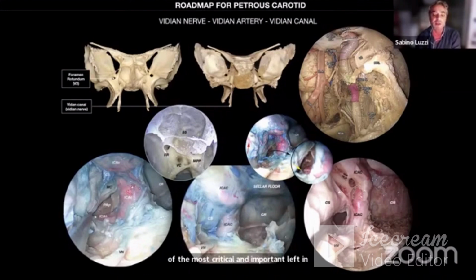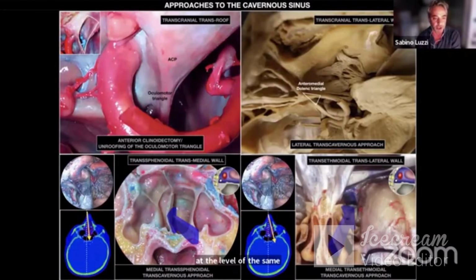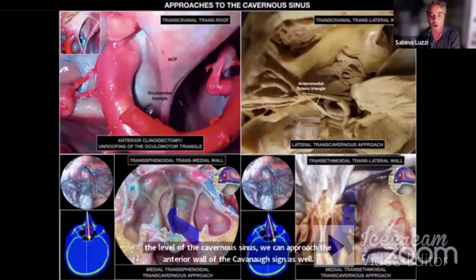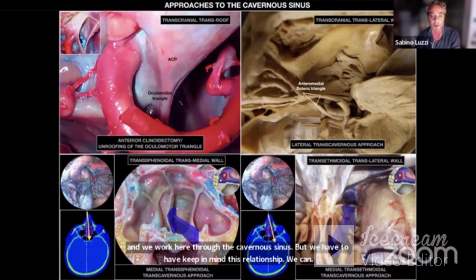This is once again an overview of the optic tract at the level of the same region. I don't want to take too much time. This is just to show you that when we move lateral, at the level of the cavernous sinus, we can approach the anterior wall of the cavernous sinus by endoscopic approaches. We can approach, obviously, the medial wall, but with the so-called ETMA approach, the transethmoid maxillary sinus approach, we can also expose the lateral wall of the cavernous sinus, as I will show here. The angulation is totally different. Here is the 25 degrees angulation, and we keep in mind this relationship because here we work basically at the level of the pterygopalatine fossa.